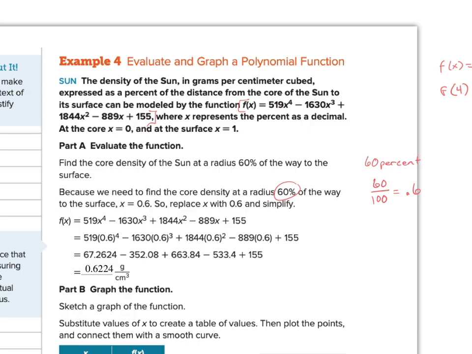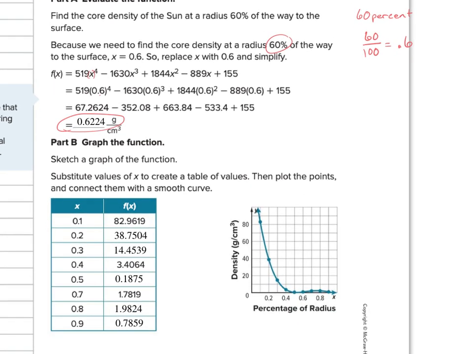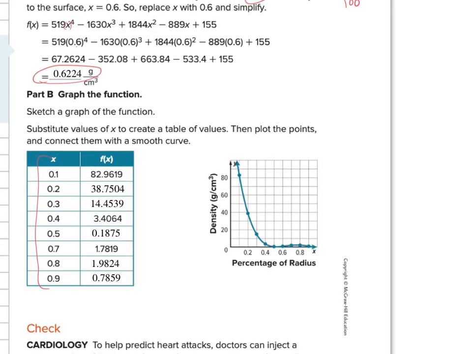So they replaced all of my x's as a decimal with 0.6, and then they turned around and evaluated it and came to 0.6224 grams per centimeter cubed. Okay, that's what they did. Sketching that graph, if we look at the table, we can generate this table in a calculator, come up with some points, and then log and graph them.